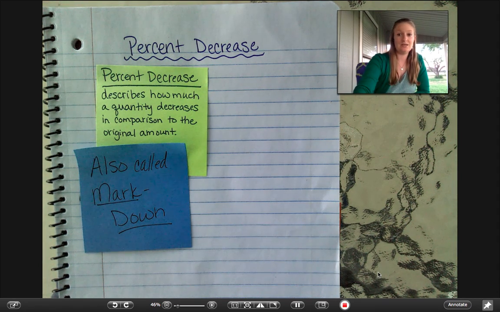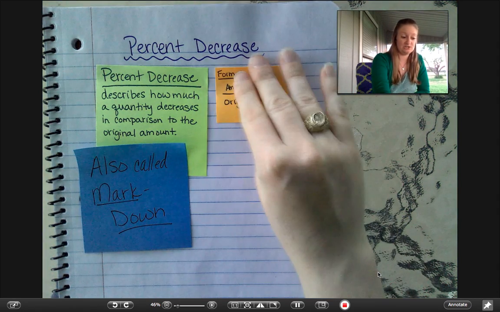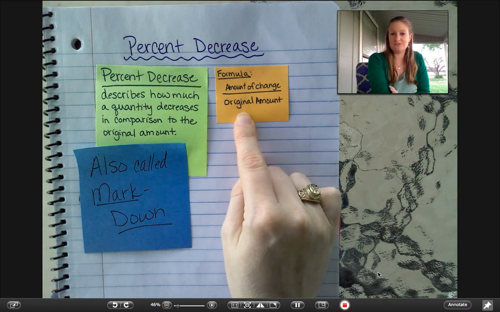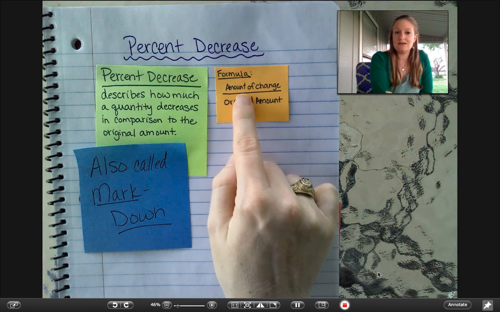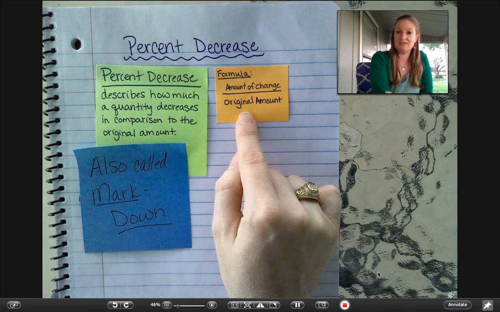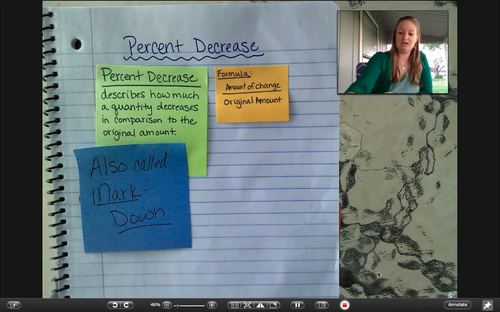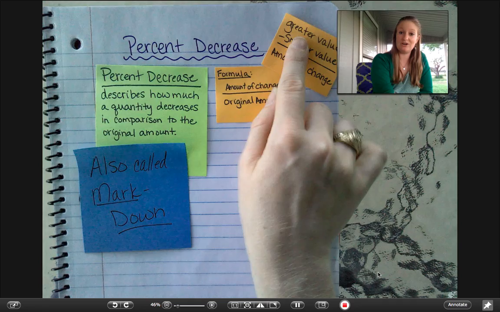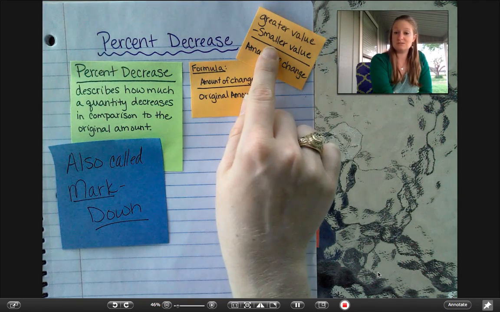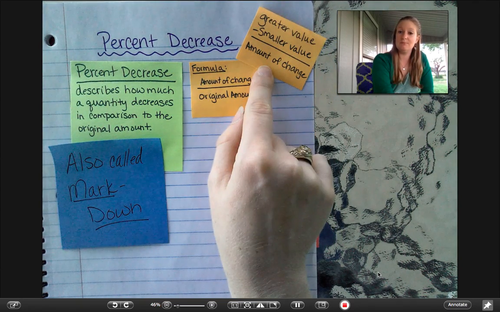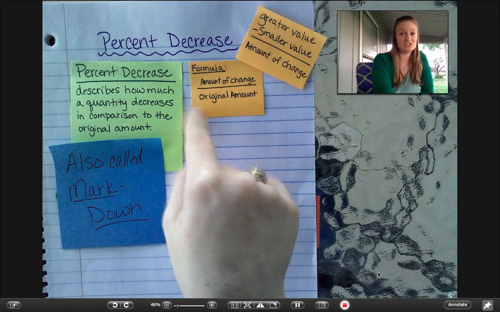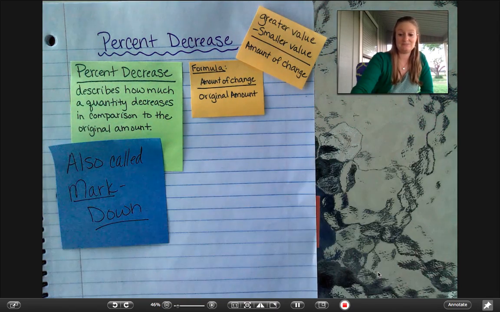So we use the same formula, same process as we did for percent increase. It's amount of change divided by the original amount, okay? And to find the amount of change, you do the same exact thing, which is to take your greater value and subtract your smaller value to give you your amount of change. And then you divide by the original amount, just like you did in percent increase.